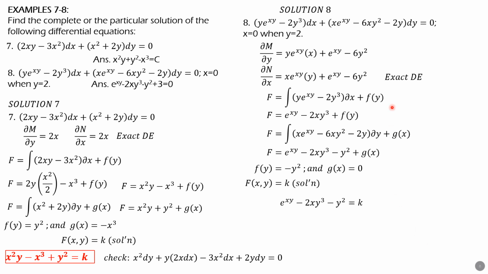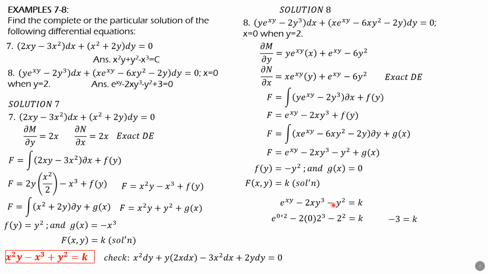And we substitute the boundary conditions. x is 0 and y is 2. So e to the 0 times 2 minus 2 times 0 times 2 cubed minus 2 squared equals k. e to the 0 is 1. This is 0. This is negative 4. So 1 minus 4 is negative 3. So that means k is negative 3.